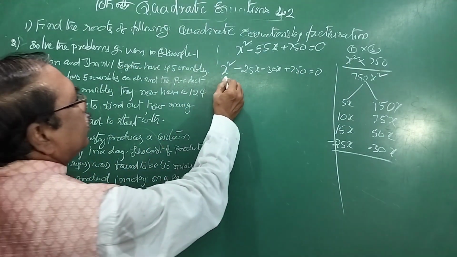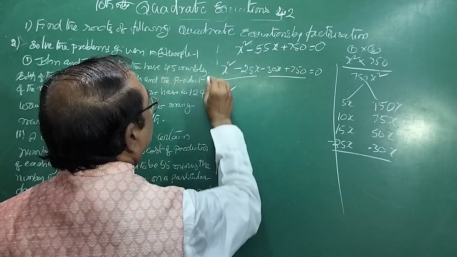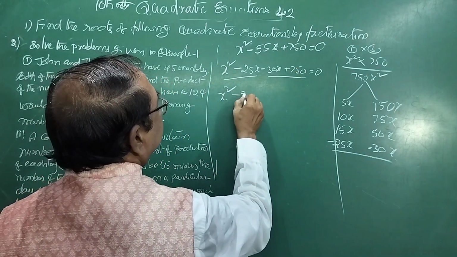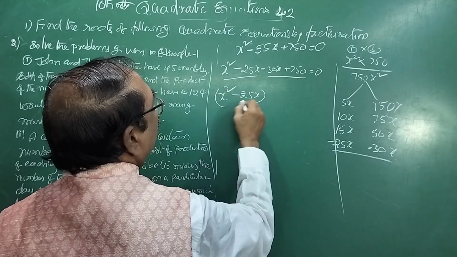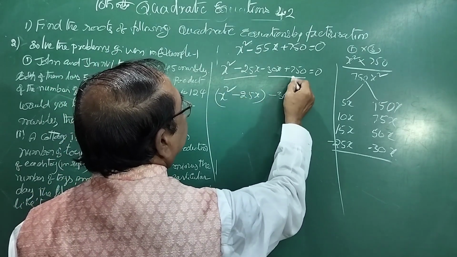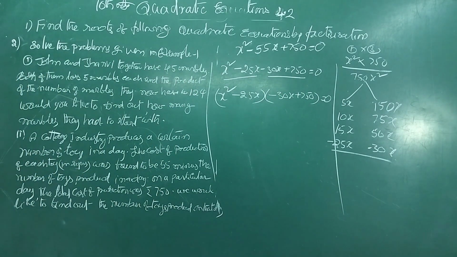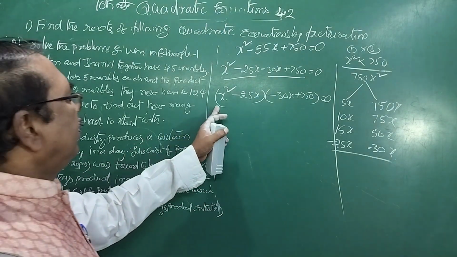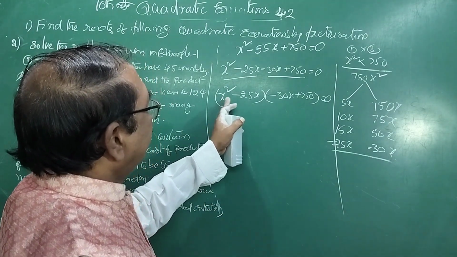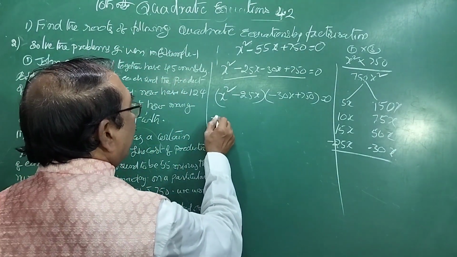Let us group it. These two one group, these two one group. x square minus 25x is one group, and minus 30x plus 750 is the other group. In this common ones we have to bring out what is common. Here x square, 25x, x is the common one. Let us bring out the common one.